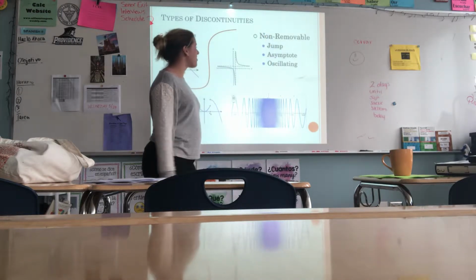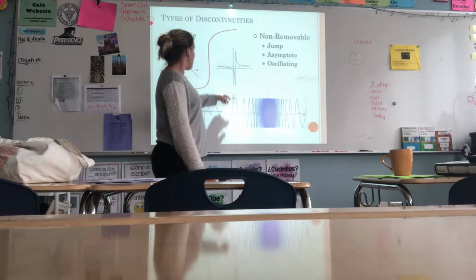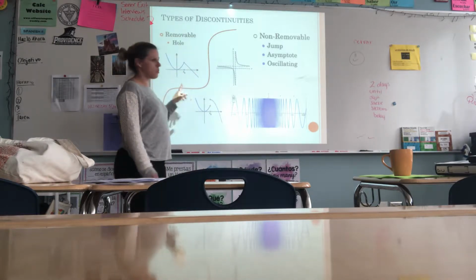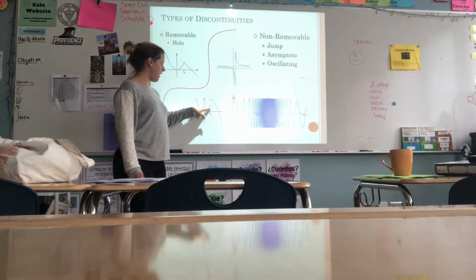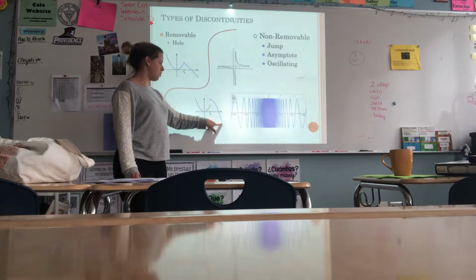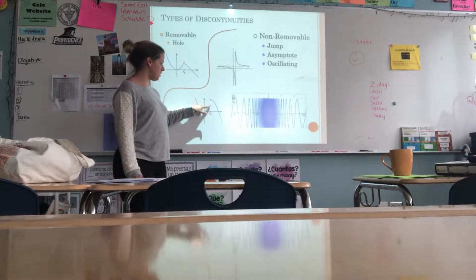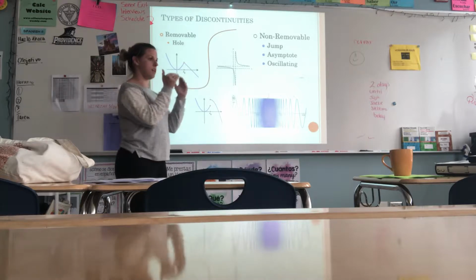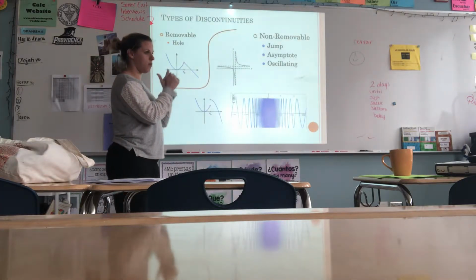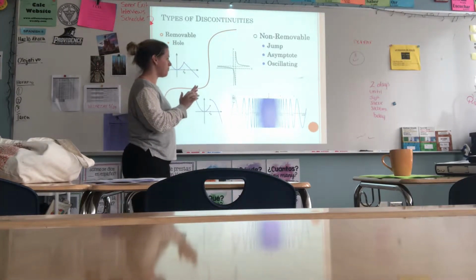Non-removable discontinuities. These are the three types. A jump discontinuity is this. So here's what a jump looks like. Imagine you're tracing it. How do I continue tracing it? I have to jump. So you have two parts of the graph and they're not meeting up. See how the two graphs meet up here? But this one, it doesn't meet up.